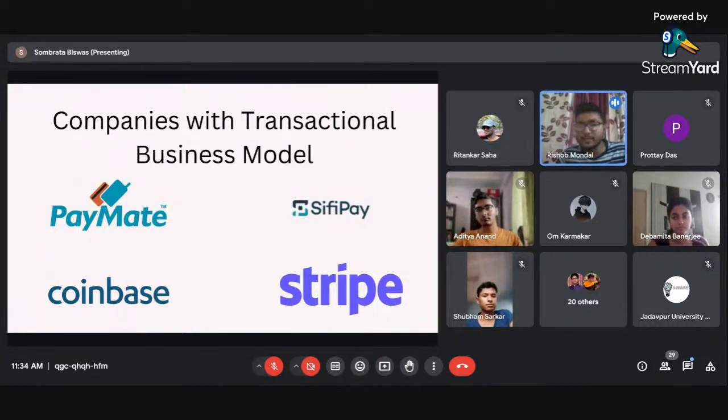Similarly, Paymate is another platform with mainly B2B transactions, in which businesses are allowed to pay in cycles of 30 or 60 days, which is common in businesses. And Coinbase is another platform which allows transactions in cryptocurrencies. So yeah, that's basically it.